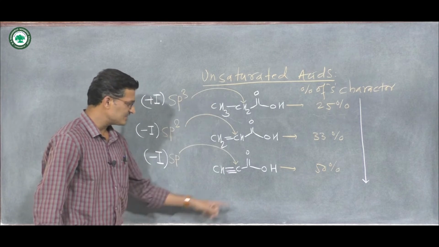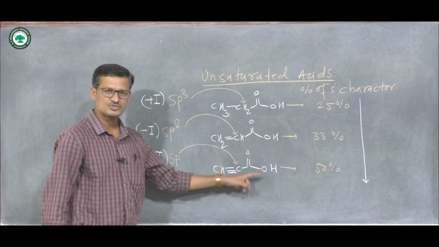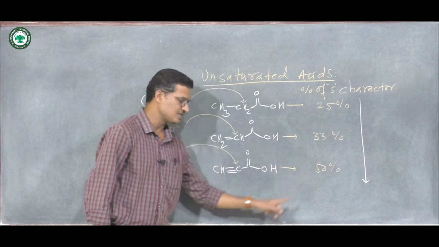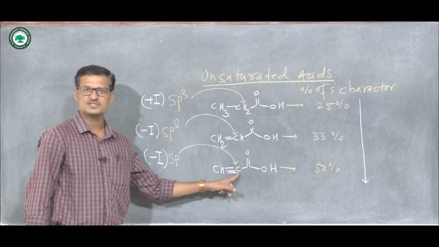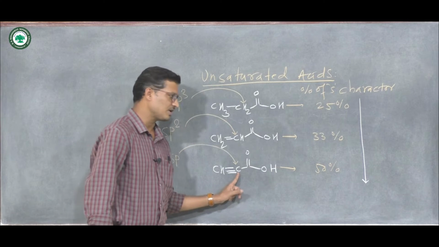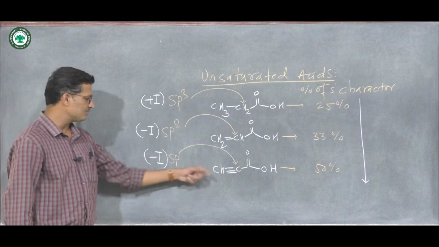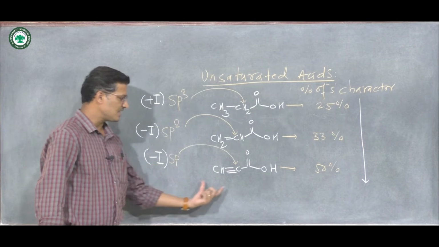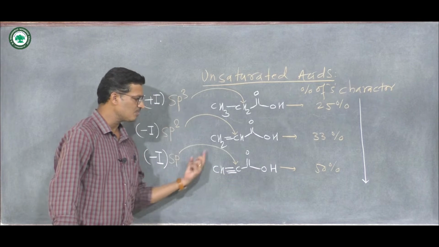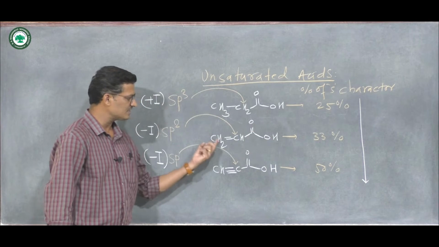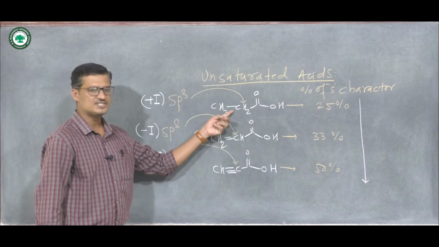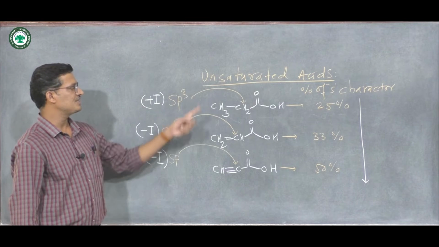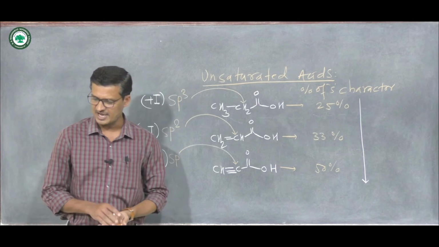So out of these three, the last one is the strongest acid, because it has 50% s character. As s character increases, the electronegativity of that carbon increases, and it gives more and more minus I effect. It makes the third acid stronger than the second one, and the least strong is the first one. In this way we compare the relative acidity in the case of unsaturated acids.